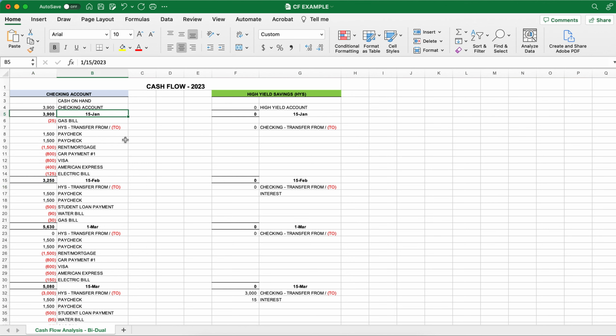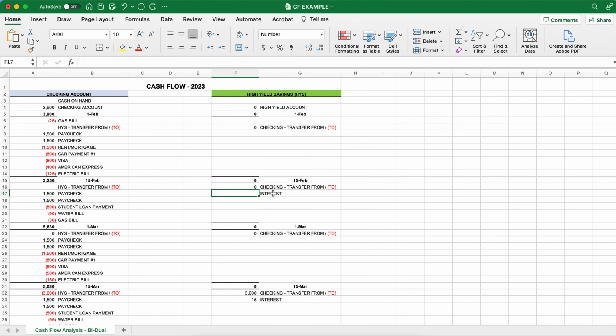And you need to go ahead and change the date here to 2/1 because now you've gone into February. Once again, you need to do this over here on the high yield savings account. Okay? In regards to the high yield savings account, the only thing you're going to have to enter on here is the interest that you get every month.